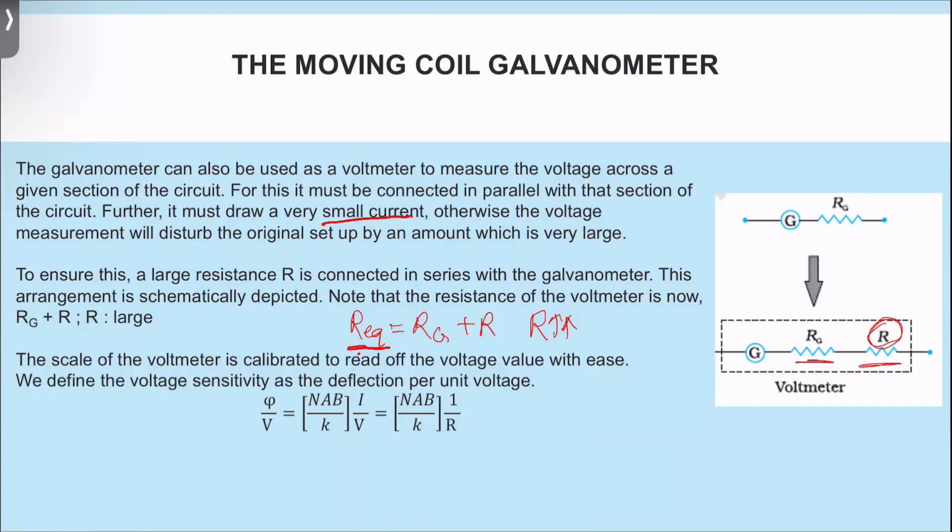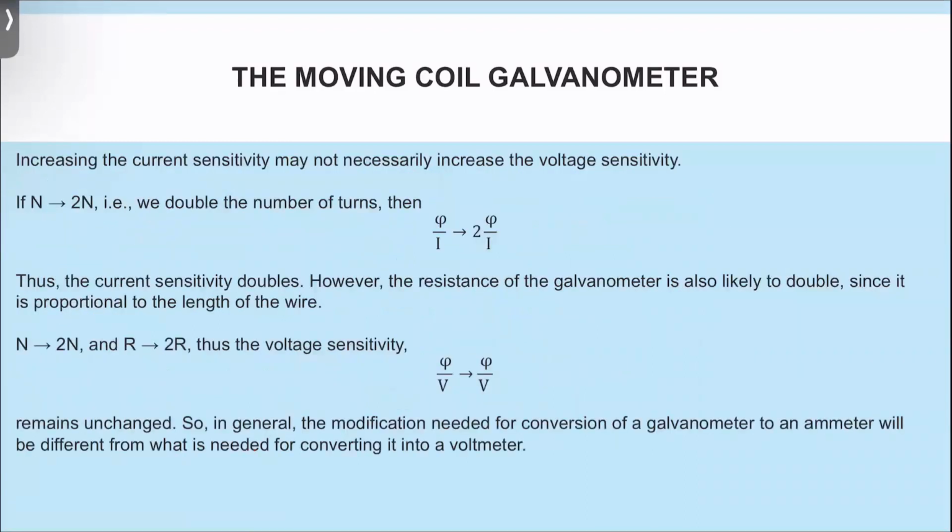So you can also find the voltage sensitivity of a galvanometer similarly as we found for the ammeter. So you divide the left hand side by V, and then you divide the right hand side by V. What you are left with is I by V, which will give you I by R. So this is how you can get the voltage sensitivity. If you increase the current sensitivity, it does not necessarily translate to the fact that the voltage sensitivity will also increase.